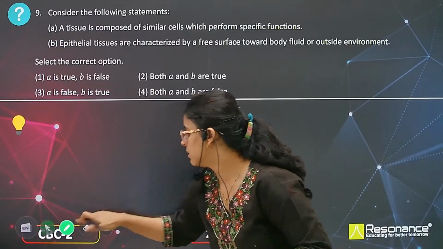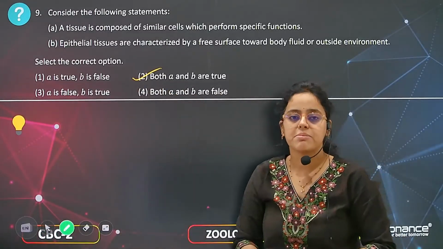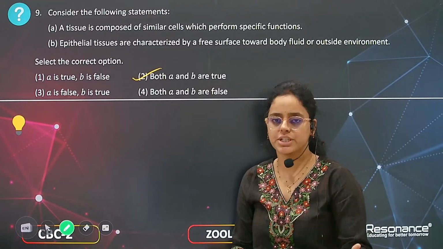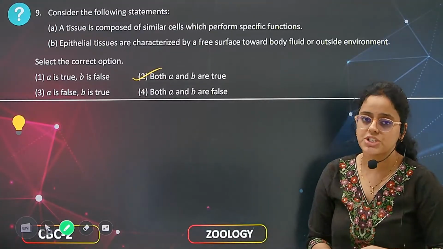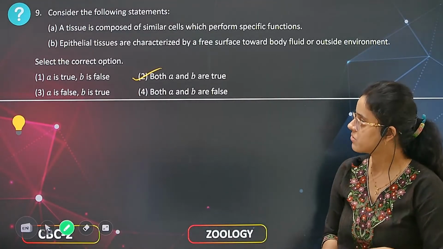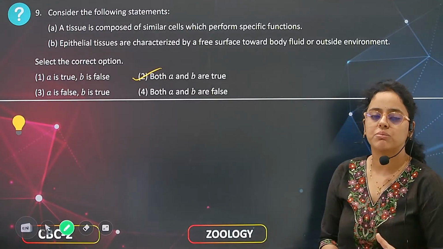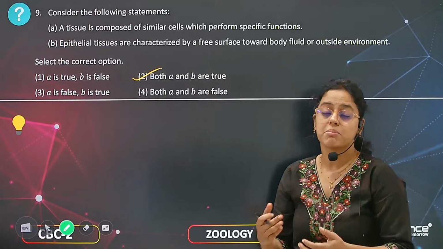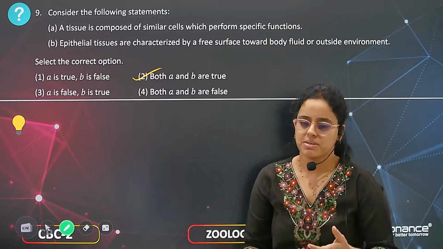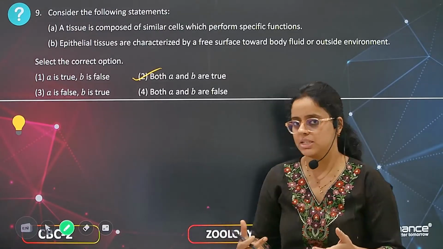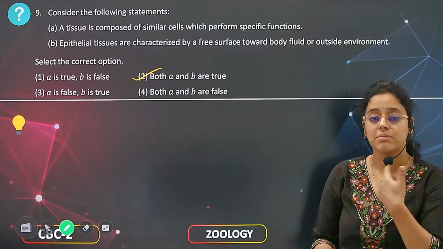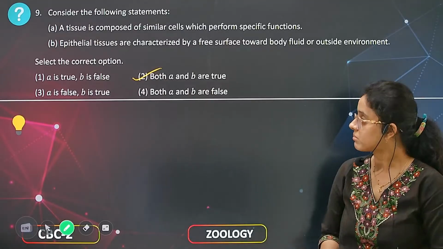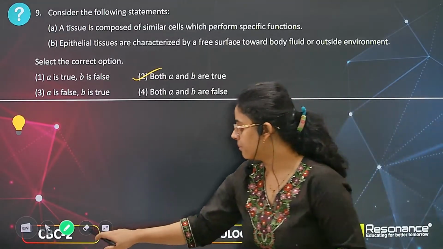Let me mark. Both A and B are correct statements, as tissue is composed of similar cells which perform the same function. The definition of tissue: they perform the same function, mostly have the same origin and the same structure, right? And epithelial tissue is present on the free surface. See, skin is present on the outside, whereas the lining of the blood vessels is squamous epithelium, and inner cavities are lined by epithelial layers. Or the buccal cavity, which is our mouth, is lined by epithelial tissue. So here the answer is again both A and B are true.